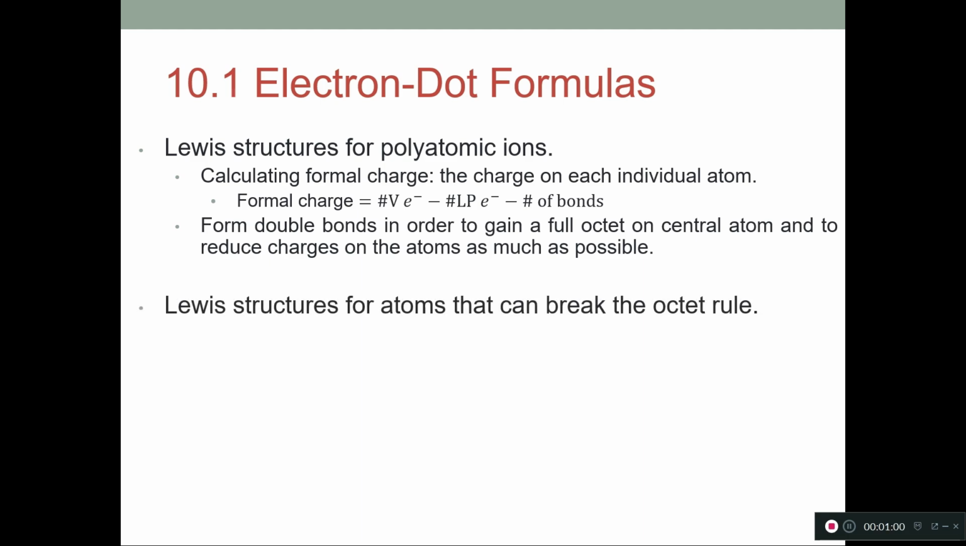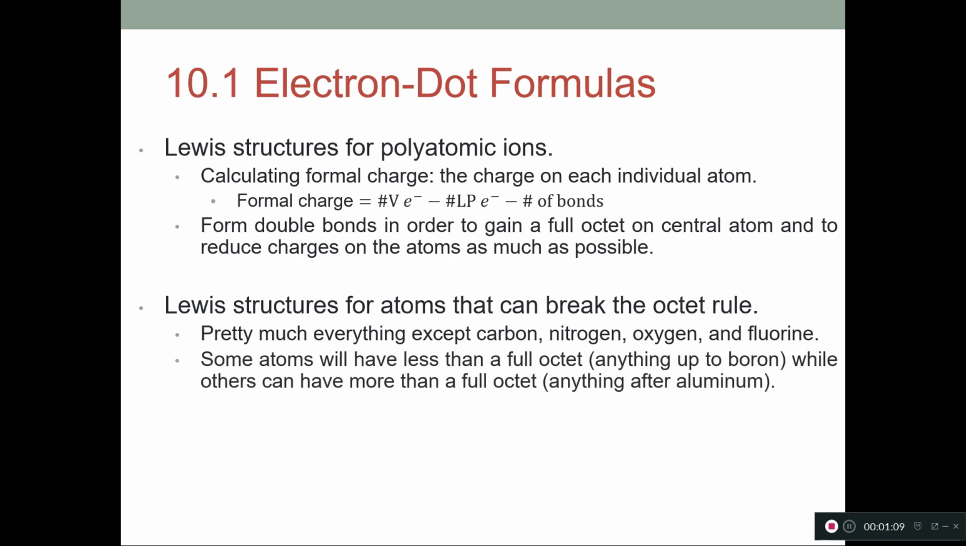We also need to talk about Lewis structures for atoms that can break the octet rule. So this is pretty much everything except carbon, nitrogen, oxygen, and fluorine. So some atoms will have less than a full octet. So that's pretty much anything up to boron. So that'll be hydrogen, helium, which we don't really care about because it doesn't form bonds, beryllium, and boron. And then other atoms can have more than a full octet. And so that's pretty much anything after aluminum.